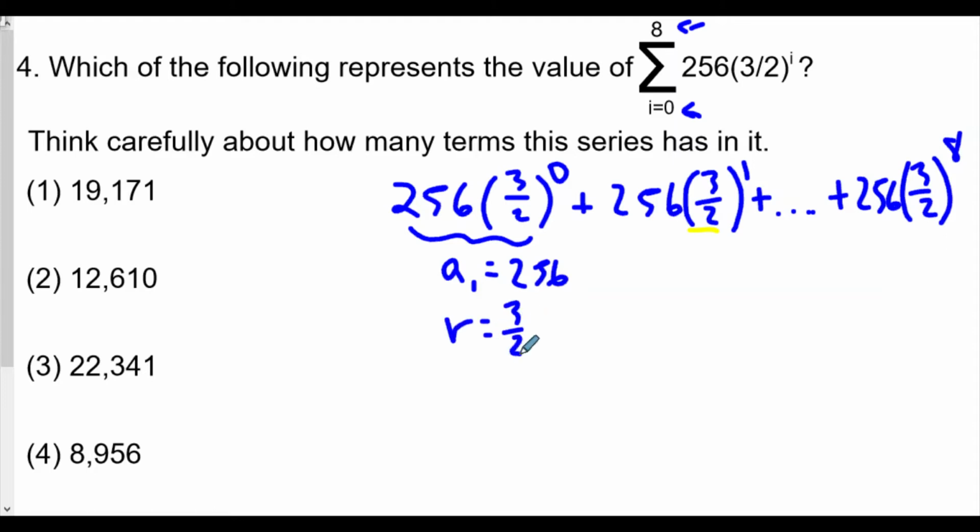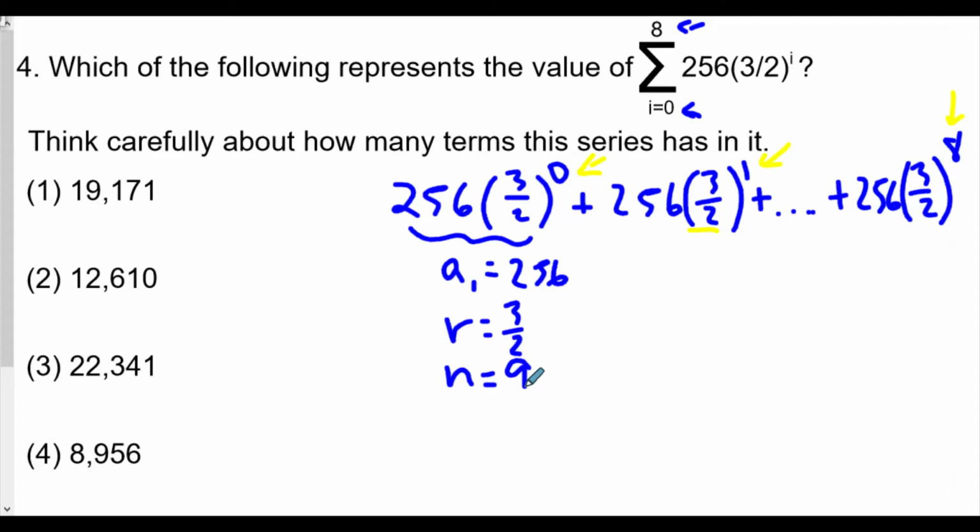Now, the question is how many terms? It looks like 8 terms, but the exponent starts off at 0 and ends at 8. So just counting 1, 2, 3, 4, 5, 6, 7, 8, there are 8 terms, but we also have a 0 term here. So the number of terms has to be 9.